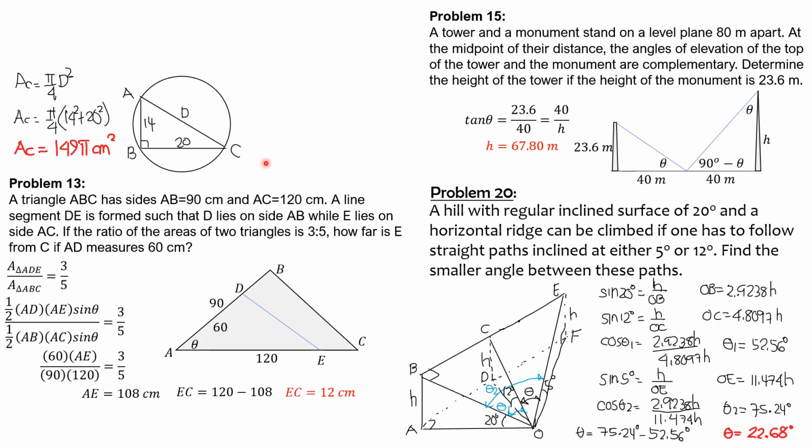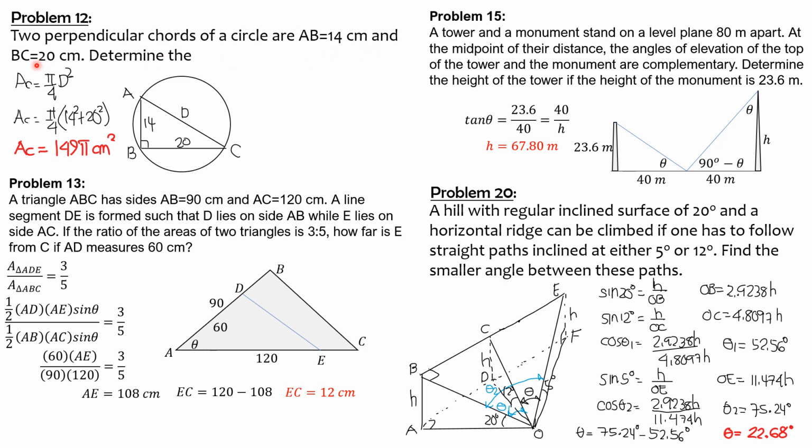Problem 12. Two perpendicular chords of a circle are AB, 14 cm, and BC, 20 cm. Determine the area of the circle.